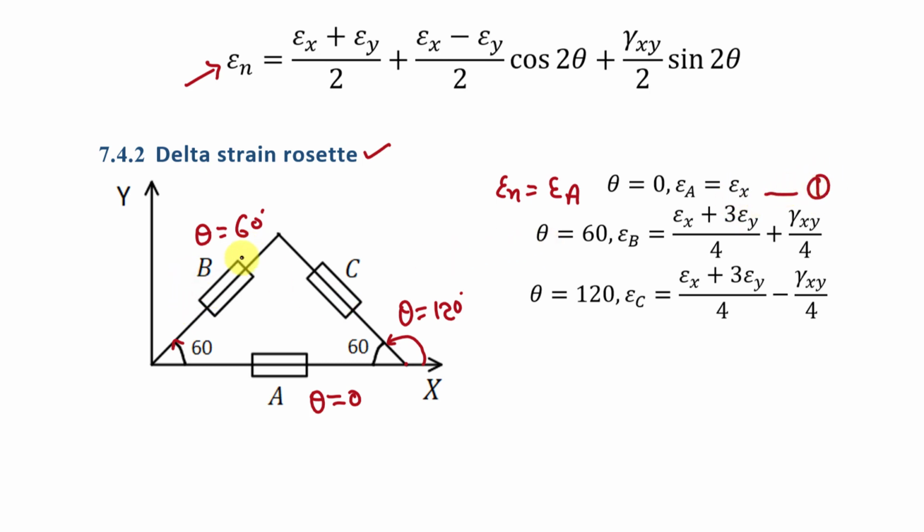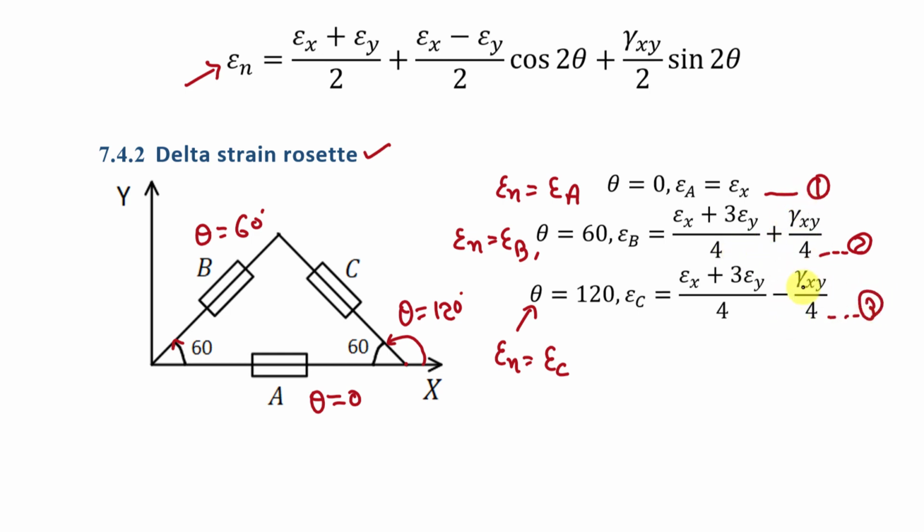Now we know that at theta equal to 60 degree, epsilon n is equal to epsilon b. Fine. So if you put epsilon n equal to epsilon b and theta equal to 60 in this equation, then you will get epsilon b is equal to epsilon x plus 3 epsilon y divided by 4 plus gamma xy by 4. Here you have the second equation. We also know that at theta equal to 120 degree, epsilon n is epsilon c. So if you put theta equal to 120 degree and epsilon n equal to epsilon c, then you will get the third equation, that is epsilon c is equal to epsilon x plus 3 epsilon y by 4 minus gamma xy by 4.